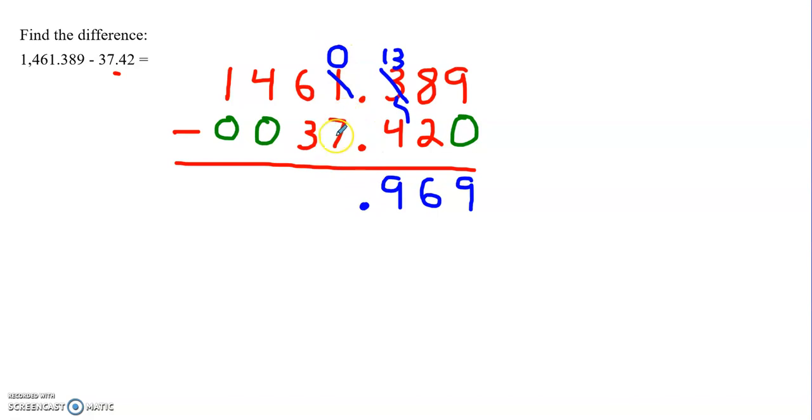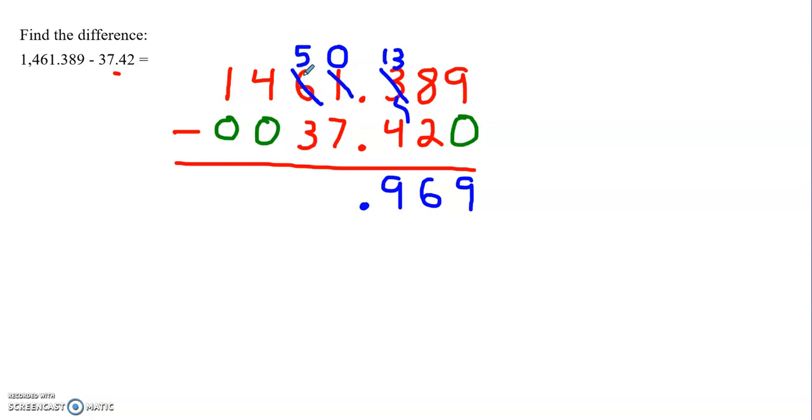Now I have 0 minus 7. Since if I have nothing, I can't take away 7. Again, I would get a negative number. And since we're not covering that, I need to borrow. So I go 1 digit to the left. I'm taking 1 away. So that leaves 5.